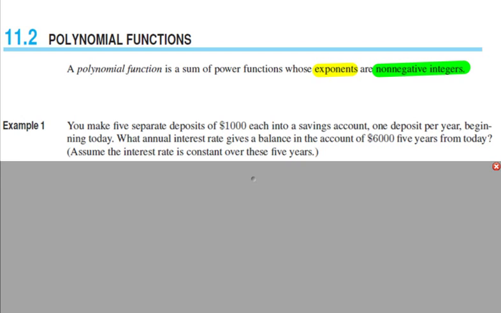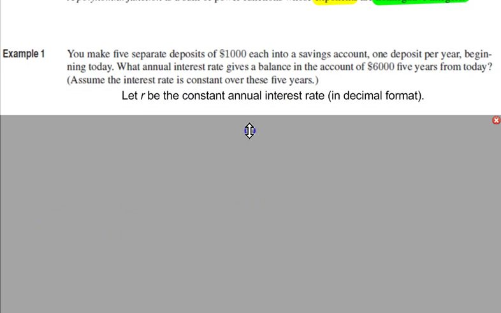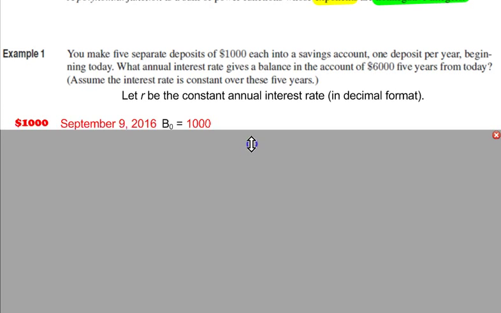So over 5 years, if you deposit $5,000, what interest rate will allow you to accrue exactly $1,000 over the 5 years? Well, in order to figure that out, we're going to set up a mathematical model based off of the concept of applying interest and accumulation. So let R be the constant annual interest rate in decimal format. We don't exactly know what R is. That's what we're going to be determining after we set up this mathematical model.